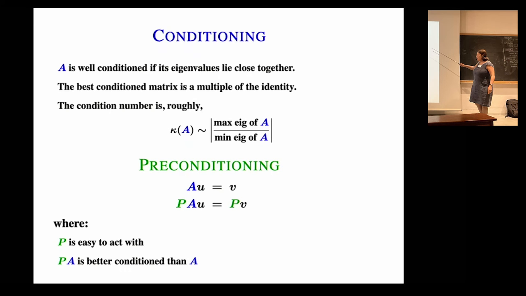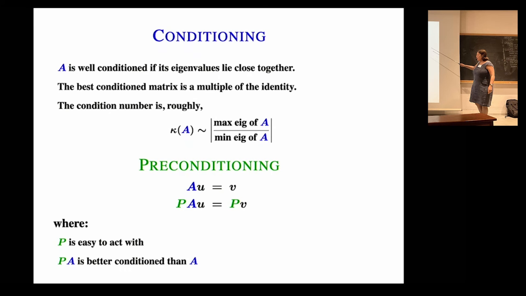Okay, so what if your matrix is not good? What are you going to do about that? Well, you could precondition, and I always get in trouble with this because I'm not going to precondition. It's going to turn out that there's automatic preconditioning. But let me say this anyway. You could precondition, that is to say, if you're trying to solve A U equals V and A is a bad matrix, well, that's the same as multiplying by P, PAU equals PV, and you would like for PA to be a good matrix.